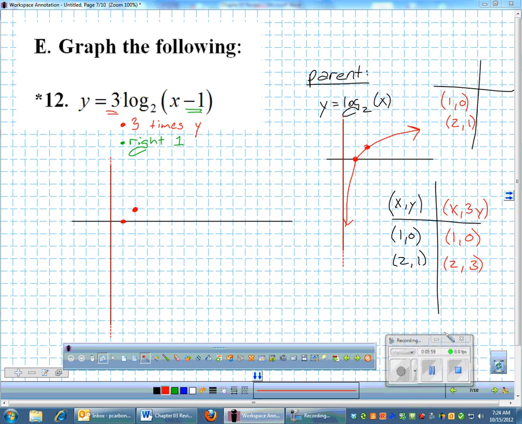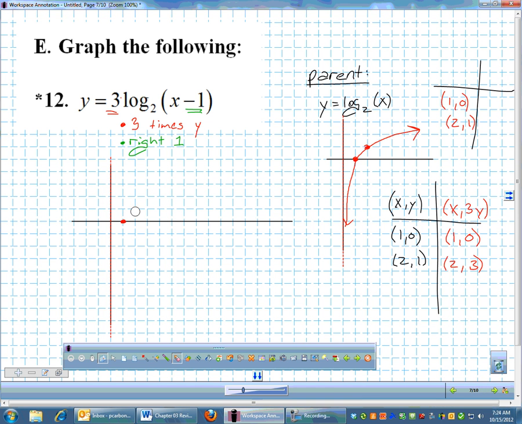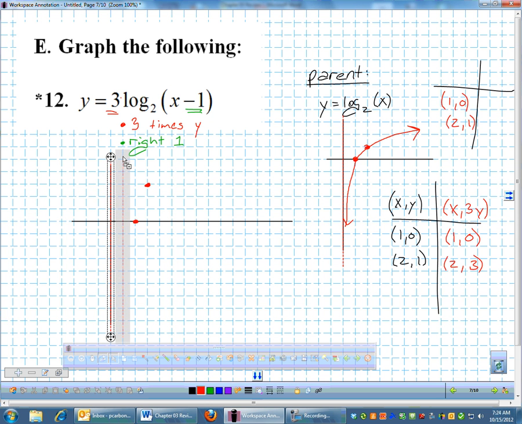Okay, there we go. So I plotted my 2 points. Whoops. It's 1, 0, and 2, 3. So 2, 3 is up here. And then I shift each one of those points to the right 1 unit. So this point right here is going to go right 1 unit. This point will go right 1 unit. And the asymptote needs to be shifted right also. So that asymptote is going to go to the right 1 unit.